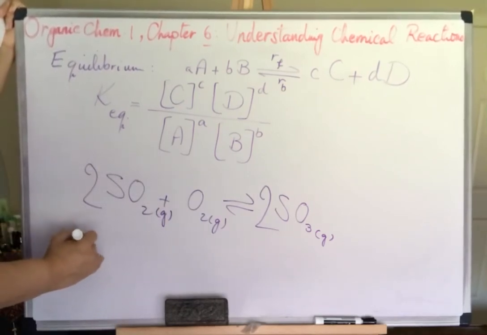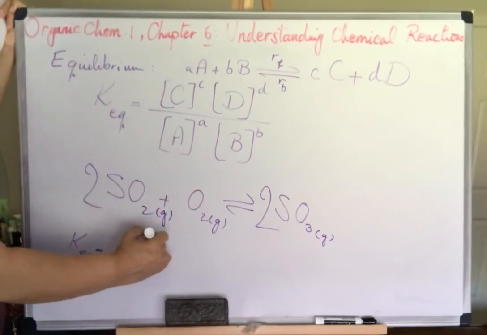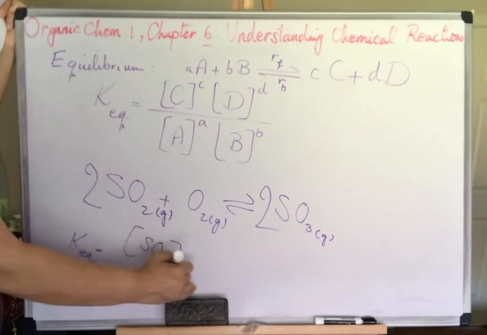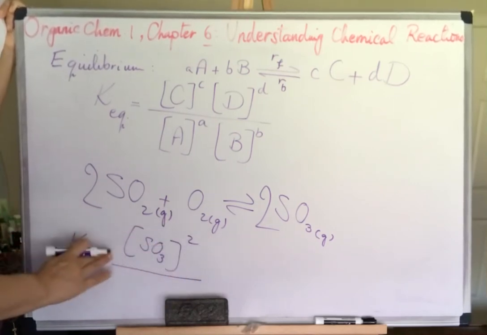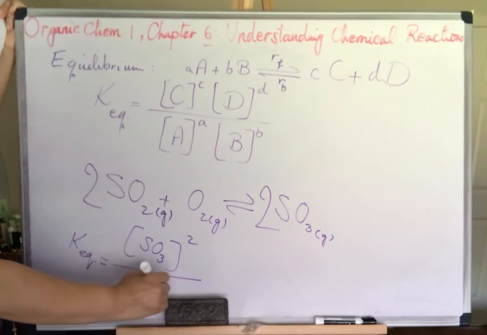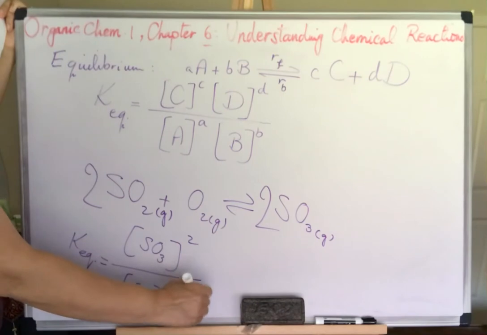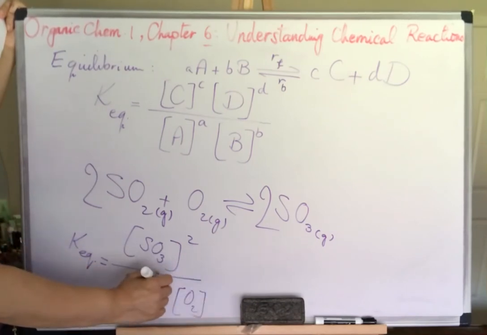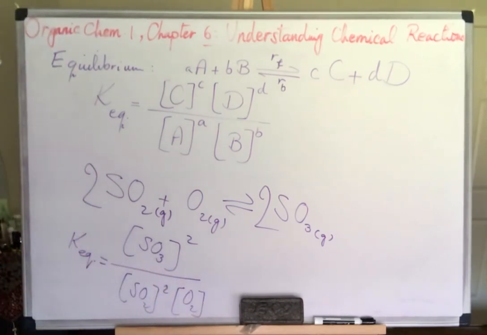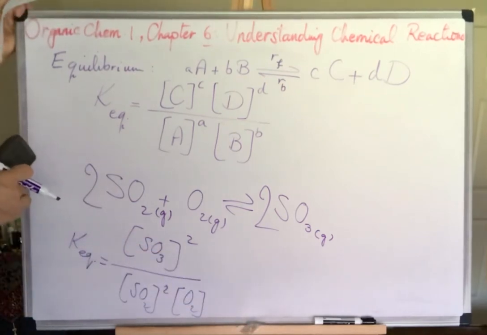So K equilibrium, since they're all gases, is going to be SO3. What is the coefficient for SO3? 2. And divided by SO2 squared times O2. You can work on the rest. You have them on page 11. Make sure they're all balanced and then write the K equilibrium.